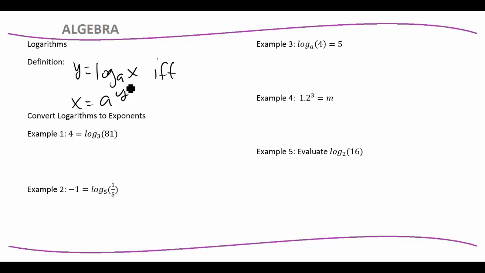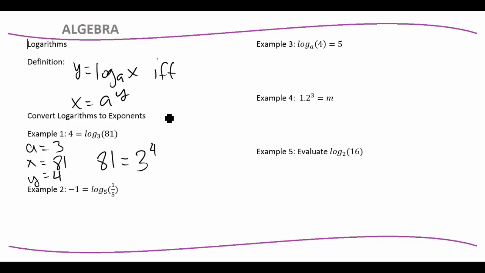We have example 1 here. We have 4 equals log base 3 of 81. So we're going to use the definition. Our base a is 3, our x is 81 and our y is 4. So we're going to convert this logarithm to an exponent. Our x, which is 81, is going to equal our base, which is 3, raised to our y, which is 4. And we see that 81 equals 3 to the 4th.